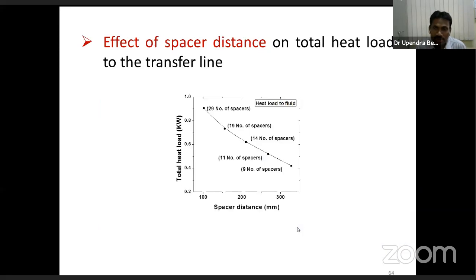So towards that, we have optimized the number of spacers to 14, and we have done the heat load calculation, that is the effect of spacer distance. This graph shows the effect of spacer distance on the total heat load to the transfer line. You can easily see here that when the number of spacers is less, the total heat load is less. But when the number of spacers is increasing, the total heat load through these spacers is more. So one has to optimize the spacer distance, and we have optimized this spacer distance at 200, which corresponds to around 16 spacers for this 3 meter long transfer line.